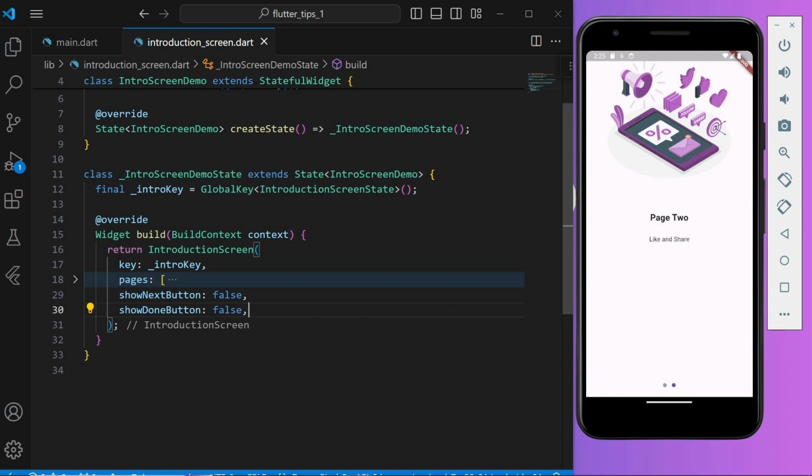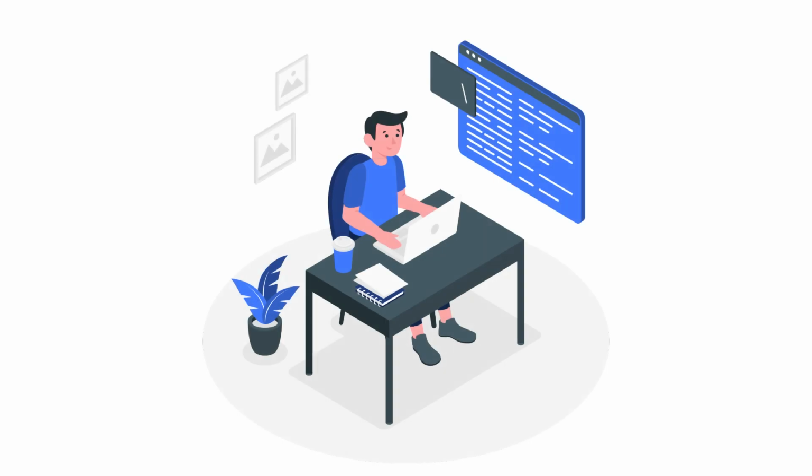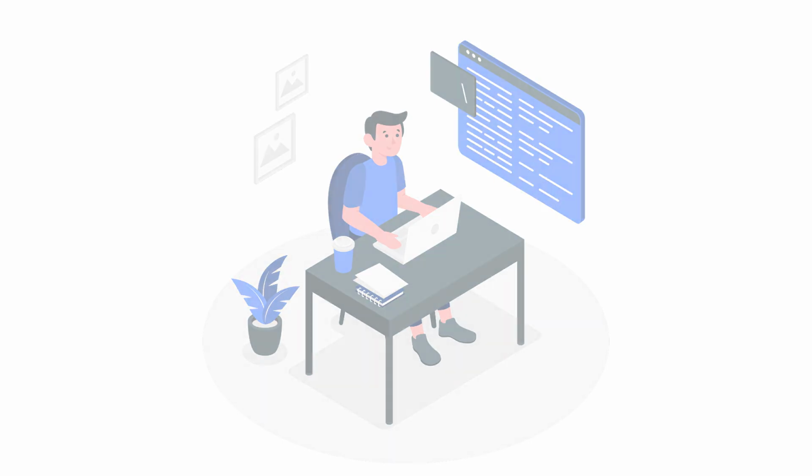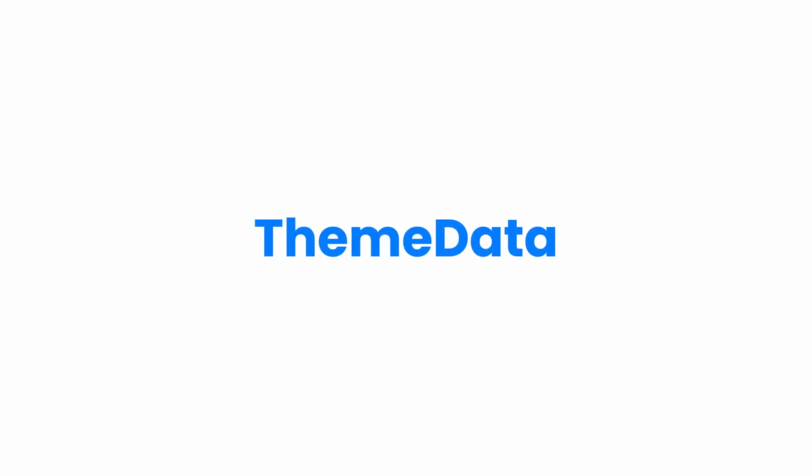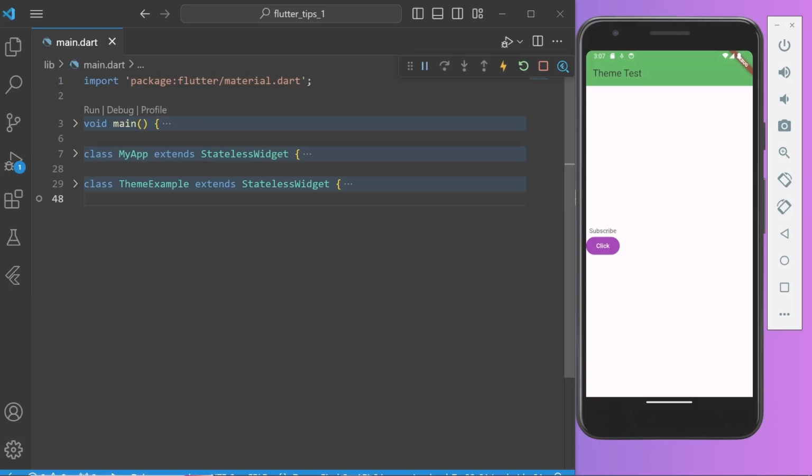Alright Flutter enthusiasts, it's time for the final tip in our top 5 tips and tricks in Flutter series. Tip number 5: Using theme data to create a consistent in-app theme.